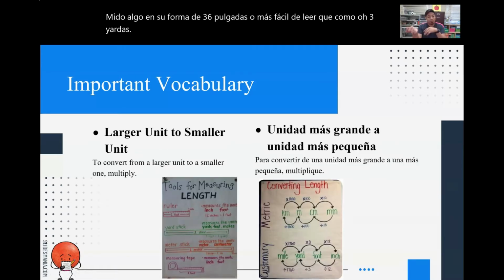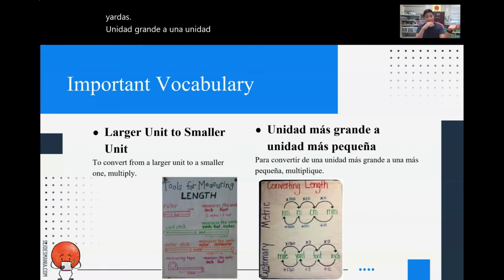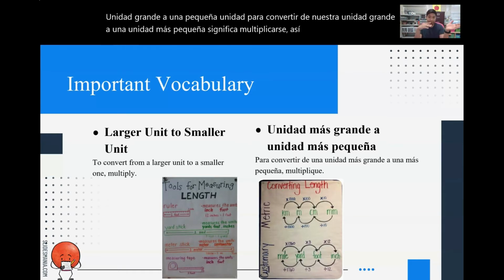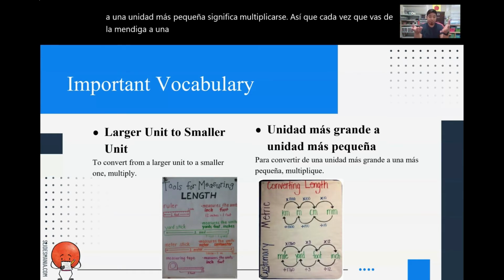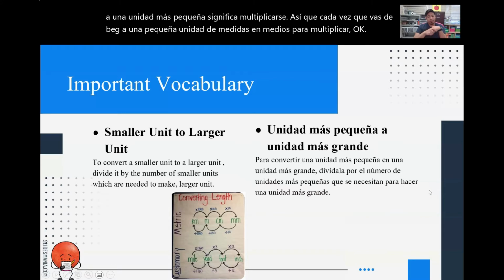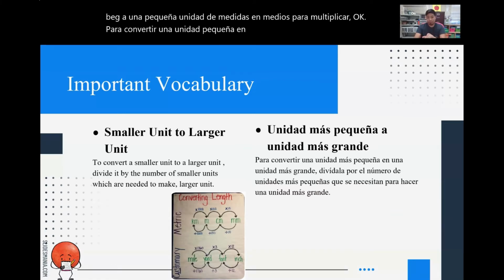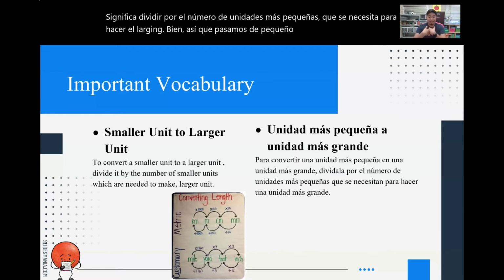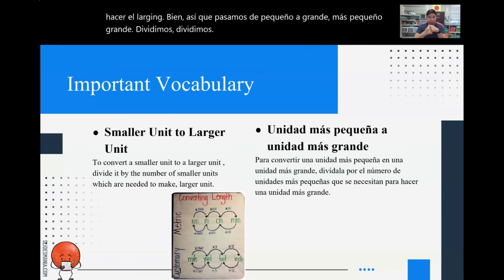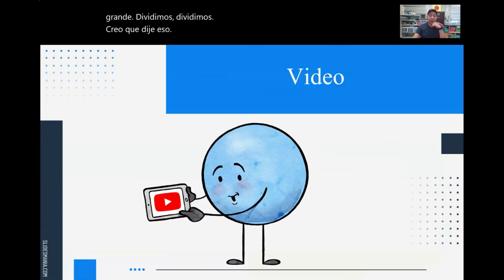A large unit to a small unit. To convert from a large unit to a small unit, it means to multiply. So whenever you're going from a big to a small unit of measurement, it means to multiply, okay? To convert a smaller unit to a large unit, it means to divide by the number of the smaller units which is needed to make the large unit, okay? So when we go from small to large, small to big, we divide, okay? Divide. I think I said that. I hope so. Okay. Alright, let's go ahead and look at our video for today.